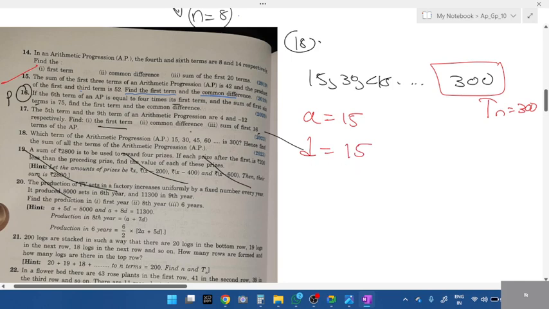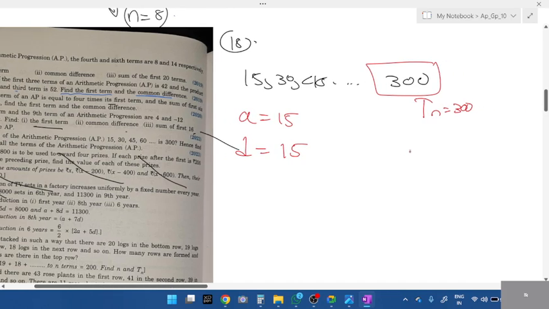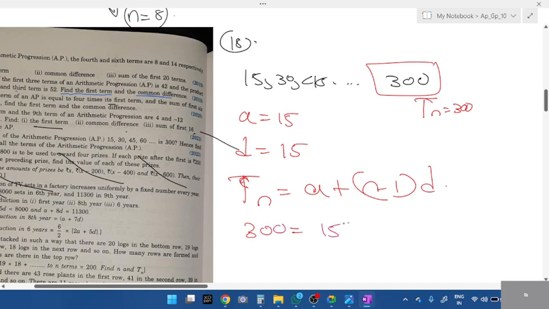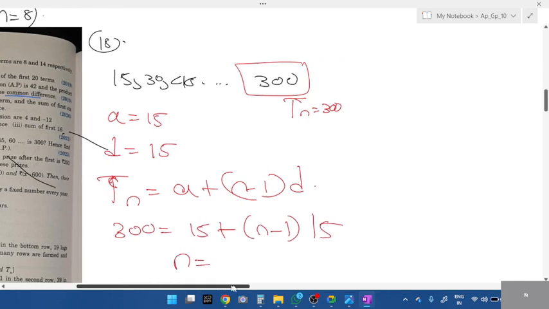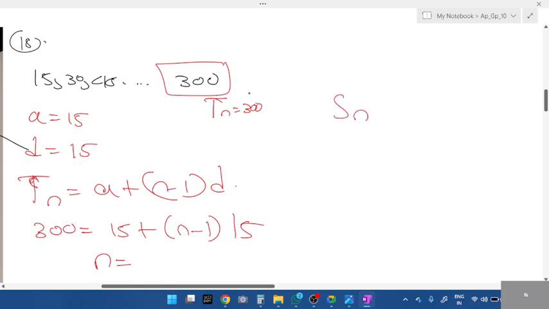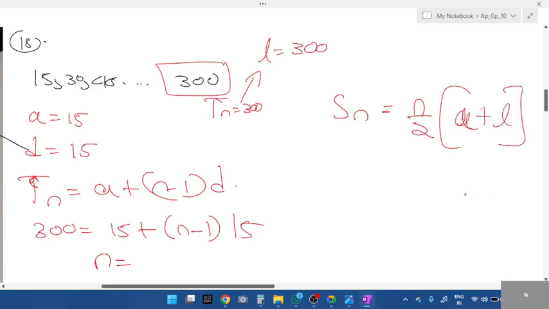Find the sum of all the terms. We need to find the sum, students. Is n value given? To find sum, is n value given? No. Whenever Tn is given, use Tn formula. What is Tn? Tn is equal to A plus n minus 1 into d. So Tn is 300, 15 plus n minus 1 into 15. Once you solve this, you'll get n value, students. After that, which formula you have to use to find sum? This Tn is also known as L value. L is 300. What's the formula we use? n divided by 2 into A plus L.